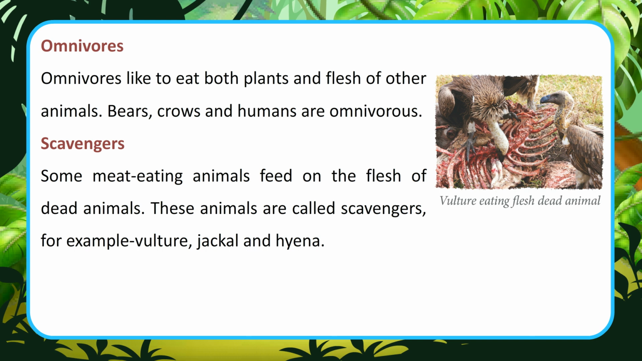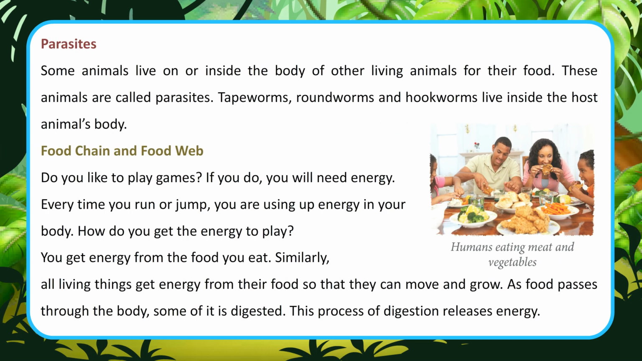Scavengers. Some meat-eating animals feed on the flesh of dead animals. These animals are called scavengers, for example vulture, jackal and hyena. Parasites. Some animals live on or inside the body of other living animals for their food. These animals are called parasites. Tapeworms, roundworms and hookworms live inside the host animal's body.